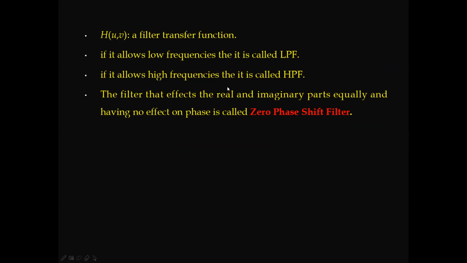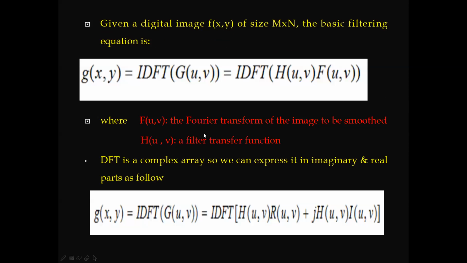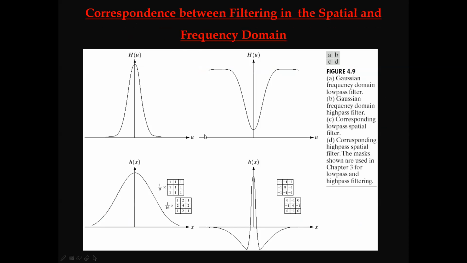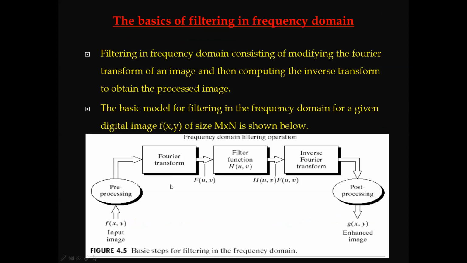If the filter affects the real and imaginary parts equally and has no effect on the phase, that filter is called zero phase shift filtering. So here, especially, we need to concentrate on two things: pre-processing. So what is this pre-processing? Why is pre-processing required in the case of filtering in the frequency domain?